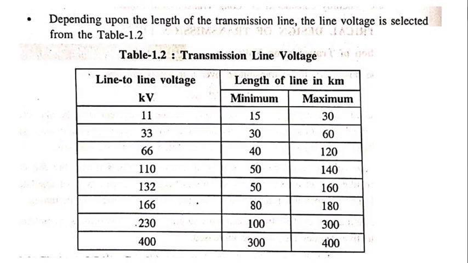Next table: depending upon the length of the transmission line, the line voltage is selected. Whenever we consider the distance between two remote, far areas, this is the minimum distance and this is the maximum distance, and for that we can select our line-to-line kV rating. So if our distance is between 15 to 30 kilometers, we can select 11 kV. If our distance is 50 to 160, we can select 132 kV, and so on and so forth.